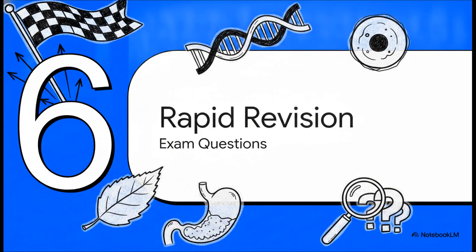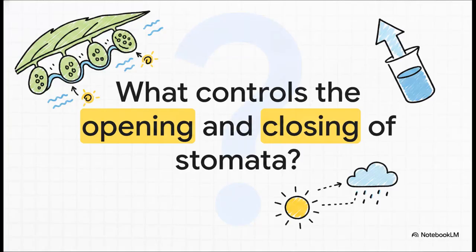All right, you made it to the final stretch. Section 6, rapid revision and exam questions. Let's test your active recall with a high-yield board question sourced straight from past exams. Think back to our discussion on the leaf's microscopic surface. The opening and closing of the stomatal pore depends upon what? Take a second, lock in your answer.